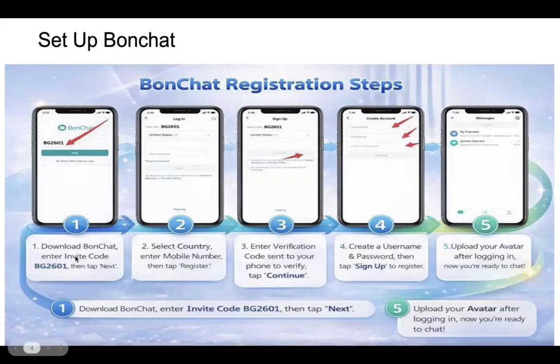So you put in the code at this moment. At this moment, anybody who comes in and is new will use the code BG2601. And this is the code you always use, right? Even if you lose your phone and you come back, you put in your BG2601 and you go from there, ladies and gentlemen. So you download the app, you put in the server code, it'll ask you for server ID or something like that. You put in BG2601, then you click next.